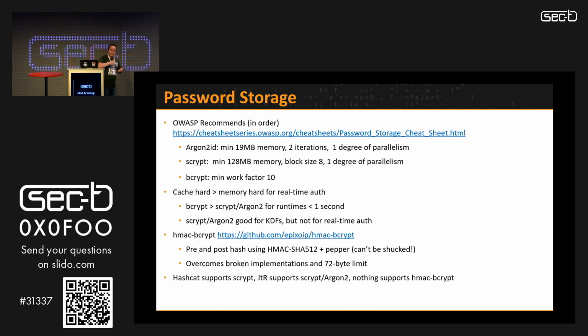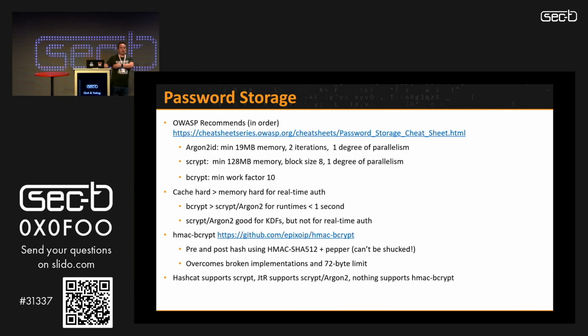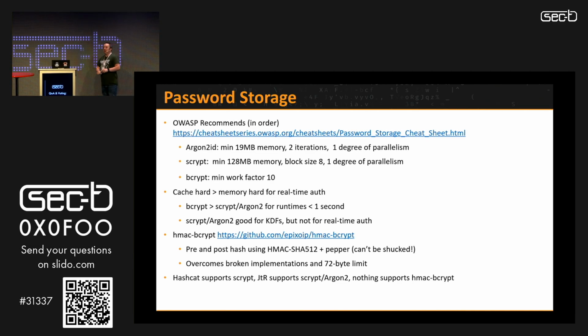Argon2ID, scrypt, and bcrypt. Now, bcrypt is unintentionally cache hard. It wasn't made that way, but it kind of is. And when we say cache hard, we mean we can keep bcrypt generally on the CPU in level 1, 2, and 3 caches without it spilling over into VRAM, which is what your graphics card uses and what dictionary attacks and hashcat uses and leverages for GPU acceleration.